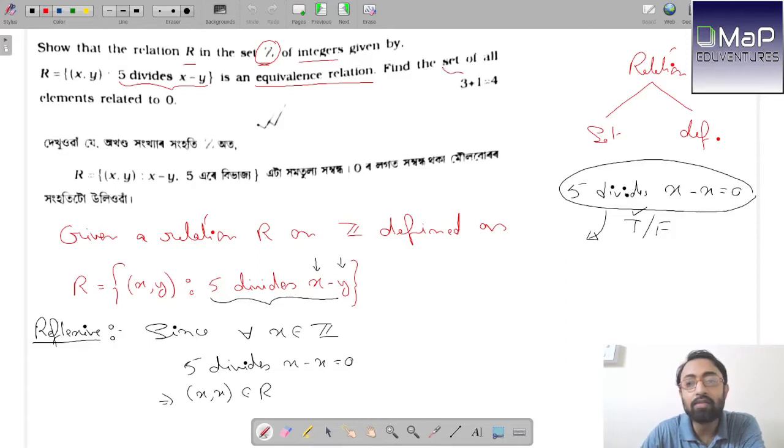Find the set of all elements related to 0. Now we are to find all the elements, as a set, which are related to 0. So which are related to 0.